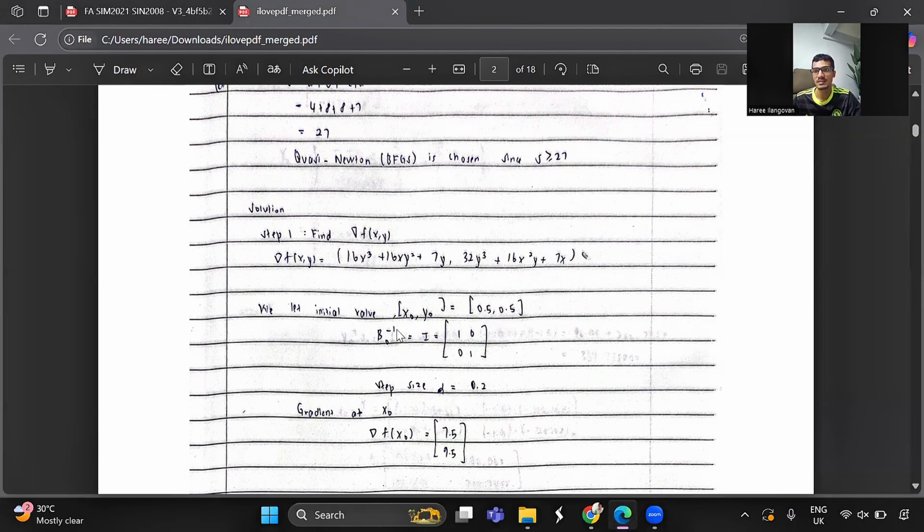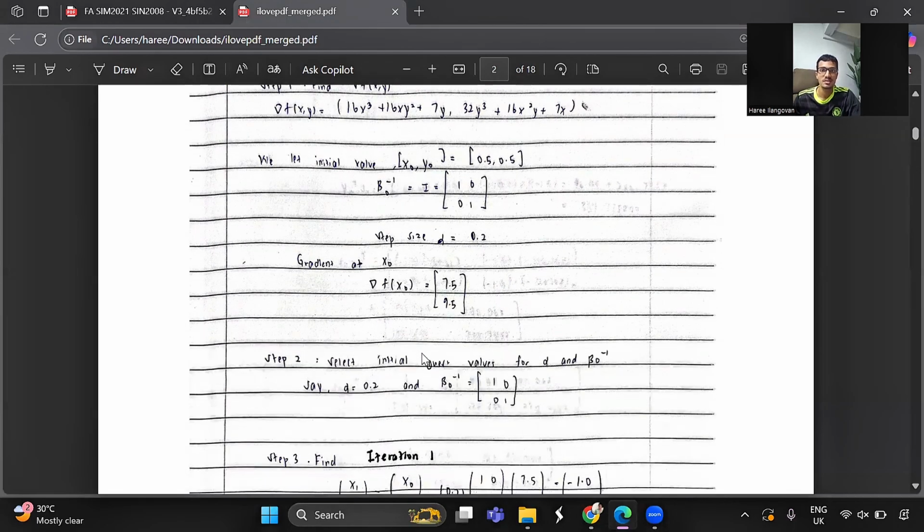And then the B0 inverse, I use the same as in the lecture notes, which is the identity matrix 1, 0, 0, and 1. And the step size I use the same as in the lecture notes, which is 0.2. So I calculated the gradient at x0 after substituting the value of 0.5 and 0.5 into this equation up here, and I got 7.5 and 9.5.